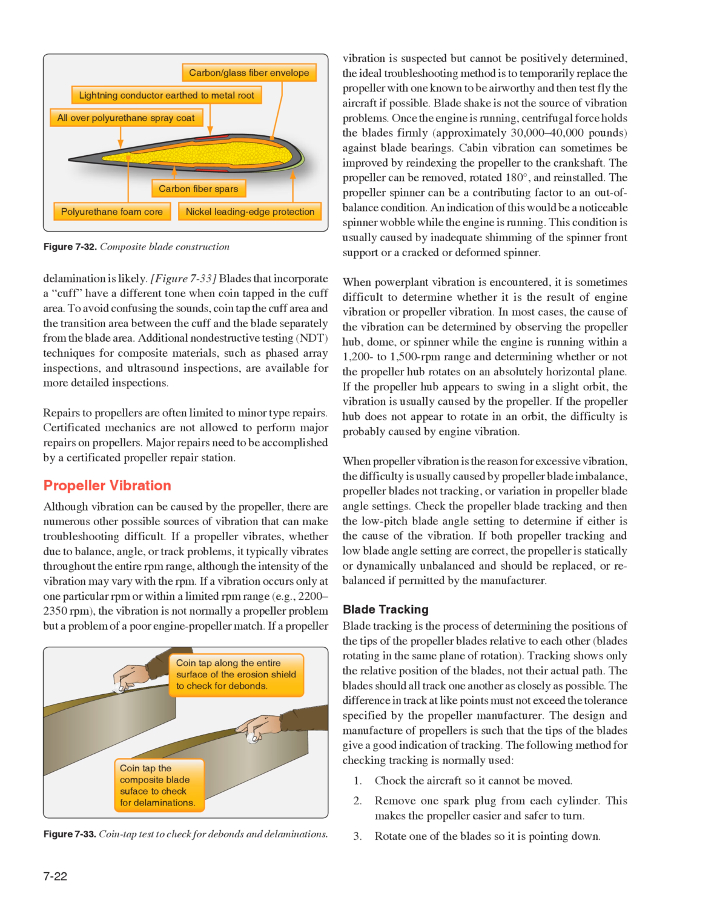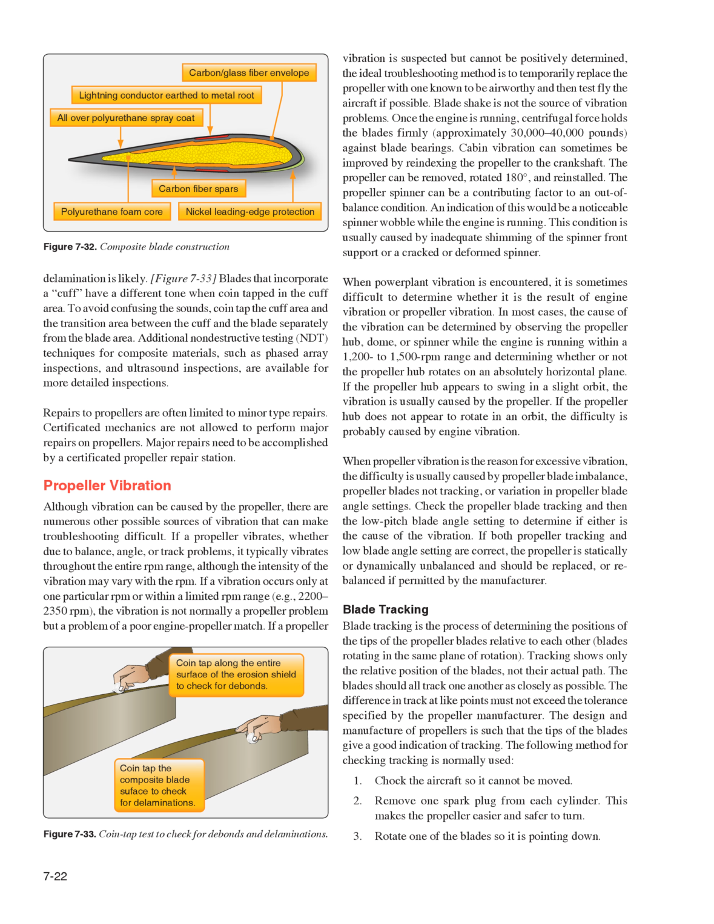match. If a propeller vibration is suspected but cannot be positively determined, the ideal troubleshooting method is to temporarily replace the propeller with one known to be airworthy and then test fly the aircraft if possible. Blade shake is not the source of vibration problems. Once the engine is running, centrifugal force holds the blades firmly, approximately 30,000 to 40,000 pounds, against blade bearings.